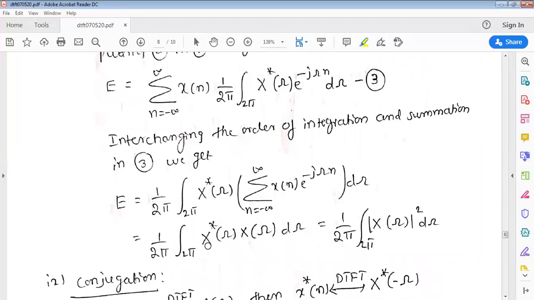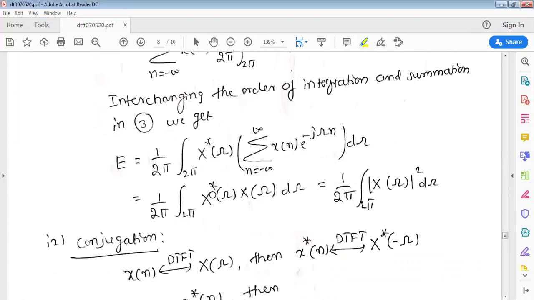Okay, x star of omega is as it is. Now the term x of n into e power minus j omega n summed will give me x of omega. Okay, so this is the same old definition whatever we heard for x of omega. So I'm retaining x of omega. So what is x of omega into x star of omega? It will become modulus of x of omega whole square into d omega. Therefore, this proves the Parseval's theorem. Any doubt you have? Any doubt in this theorem?